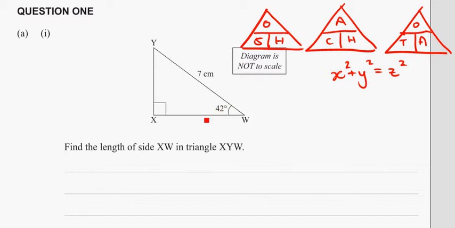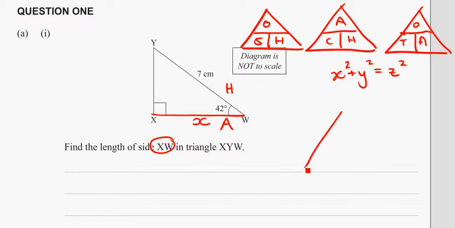Right, so we're asked to find the length of side XW. X to W would be that side. I've got the hypotenuse. This is the opposite side, this is the adjacent. I've got A and H. This side's not in the problem, so we won't label it. Looking along my triangles, of course it's a cos problem, CAH, A over H.